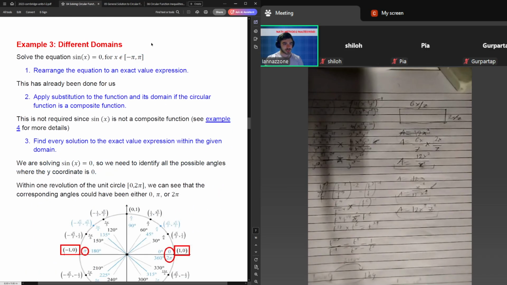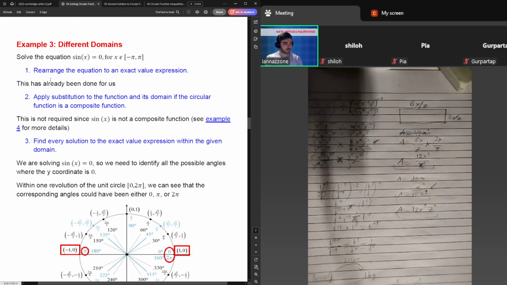If you have a different domain, what you now have to do is figure out how far around the unit circle you have to go in the positive direction, so anti-clockwise, and how far around the unit circle you have to go in the negative direction, so in the clockwise direction.